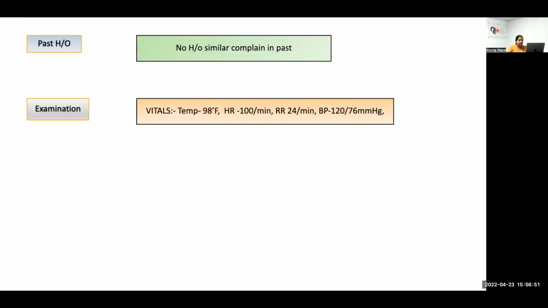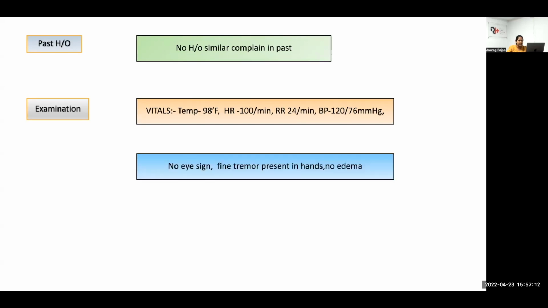On the examination, his vitals were, he was afebrile, but the heart rate was on the higher side, like 100 per minute. Respiratory rate was 24 per minute. BP was 120 by 76. This systolic hypertension is greater than 90th percentile for his age and height. There was no eye sign. Fine tremors were present in hands, and there was no edema.